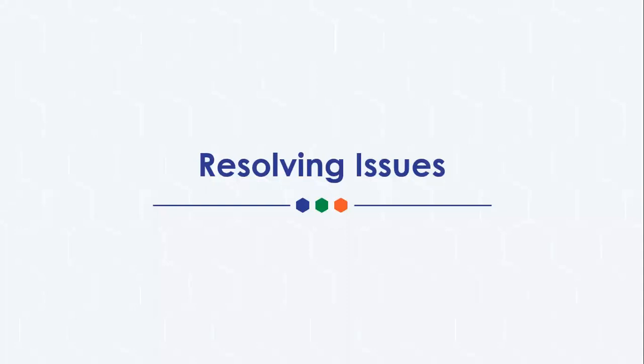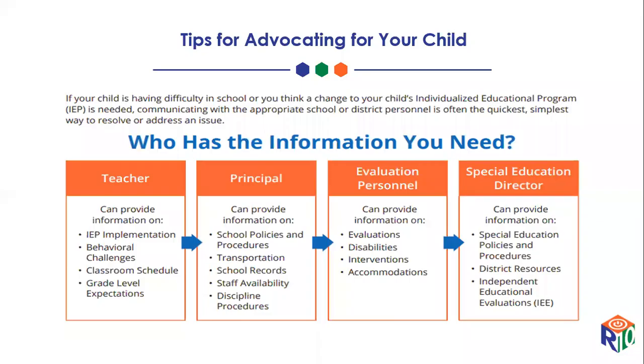Resolving issues. Remember, you are a valuable member of the ARD committee, and your input and feedback is important. Let's review some tips for advocating for your child. Know that it is okay to speak up on behalf of your child. Start by speaking with someone you trust, such as your child's teacher or related services provider. Build relationships. Ask as many questions as you need to get clarification about the ARD committee's proposed plan.